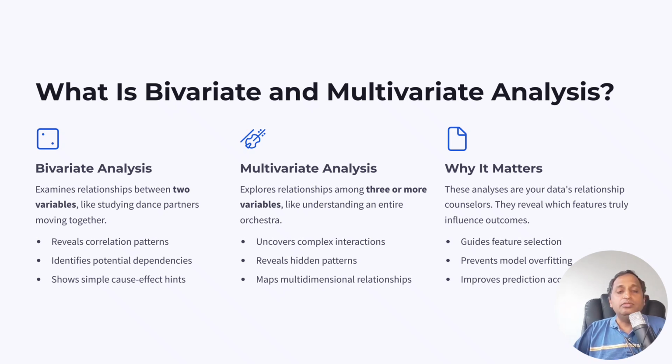And why does this matter? Because these analyses act like relationship counselors for your data. They help you decide which features are truly relevant and which are just noise. Why is this more useful? It helps you when you're building the model. It helps you prevent overfitting by removing unnecessary variables, and ultimately it boosts your model's predictive power and reliability. So before you build a model, you should do your relationship checks. Bivariate and multivariate analysis are essential steps in exploratory data analysis.